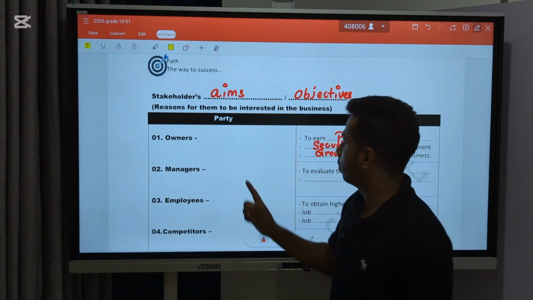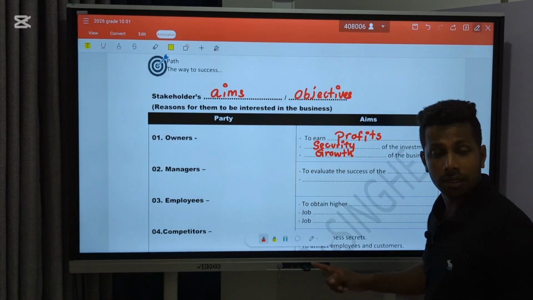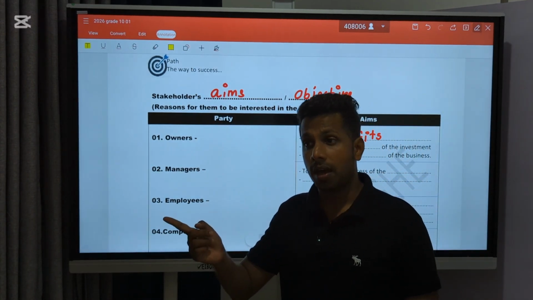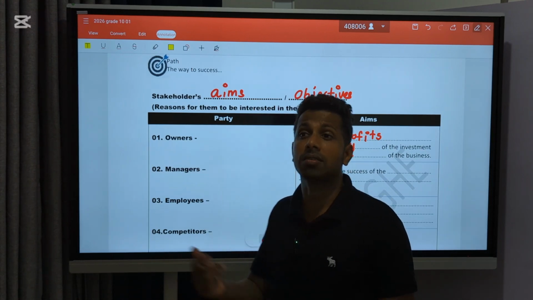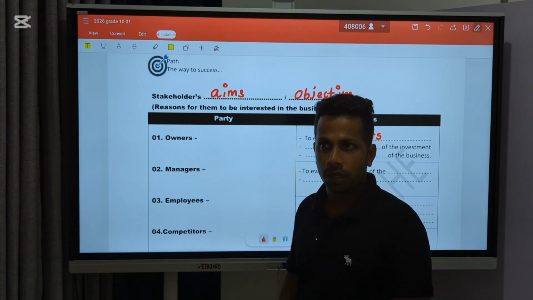So however, as managers also, actually they are responsible in taking decisions. So in return, they are interested in the business. They have an interest in the business to evaluate the success of the decisions that they made.